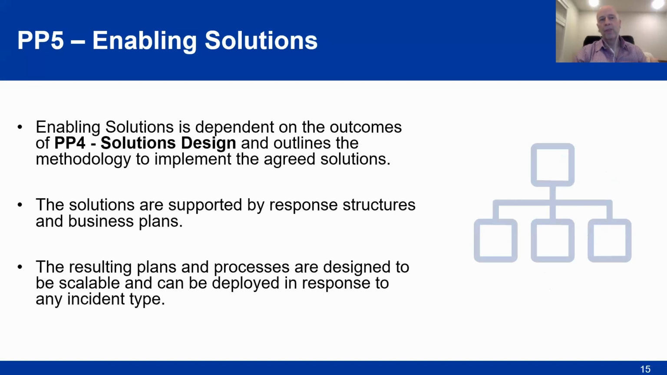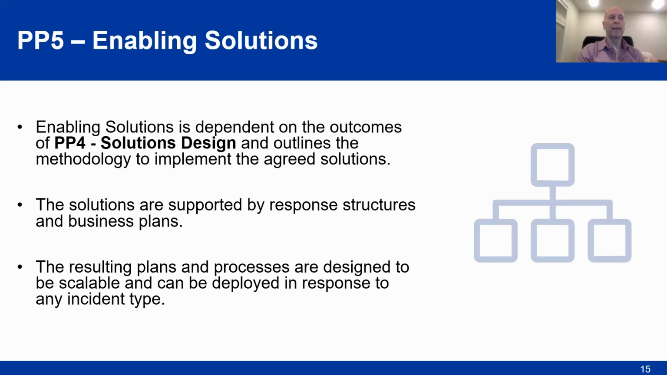And then moving on to Professional Practice 5, that enabling solution. So it used to be called implementation, very similar, I would suggest, in its structure, but there are some differences again. On this slide, it talks about that we obviously take the outcomes from Professional Practice 4, interpret that bespoke for your organizational needs and apply that within the organization itself. The second point talks about the solutions being supported by response structures and BC plans, or business continuity plans. And then the resulting plans and processes are designed to be scalable and can be deployed in response to any incident type. So again, very similar to what was in the old GPG 2018, but you'll see some subtle differences.